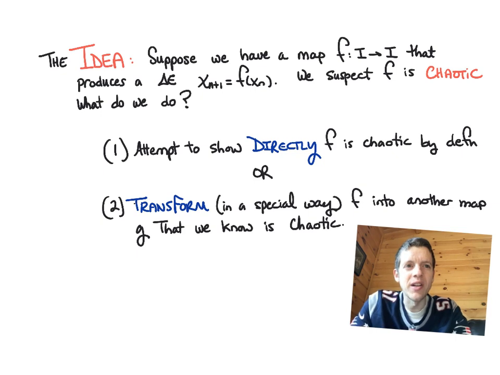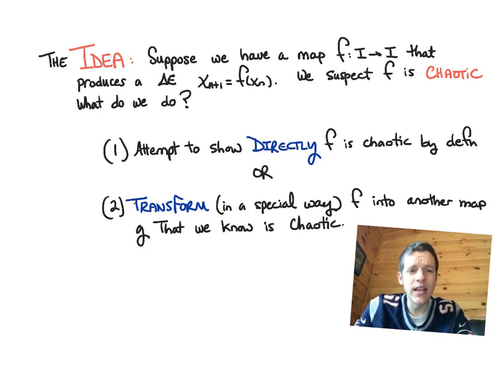All right, so here's the idea we're going to explore today. Suppose you have a map f going from an interval in the real numbers to the same interval that produces a difference equation, x_{n+1} = f(x_n). We run some simulations on this difference equation, and we suspect it to be chaotic. We're either observing sensitive dependence, or we're observing the onslaught of periodic points. We might observe a period 3 orbit. So we might have a suspicion that it is chaotic. The question is, what do we do? How do we verify this?